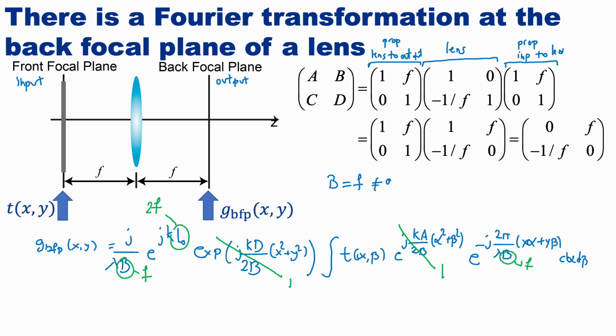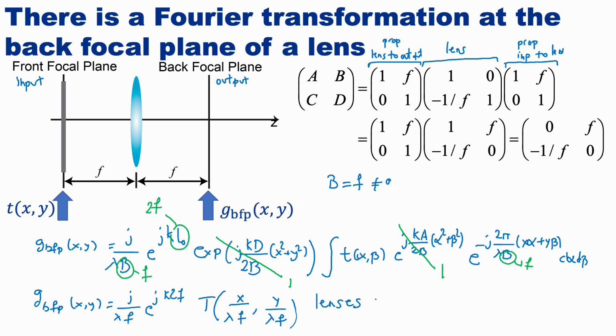So the output is going to be j over lambda F, a global phase term due to the propagation. And then, if this spherical phase factor goes away, the integral is directly the Fourier transform of the input evaluated at x over lambda F. So this is a proof that lenses can perform, and I'm going to say real because it's in real time, Fourier transform.